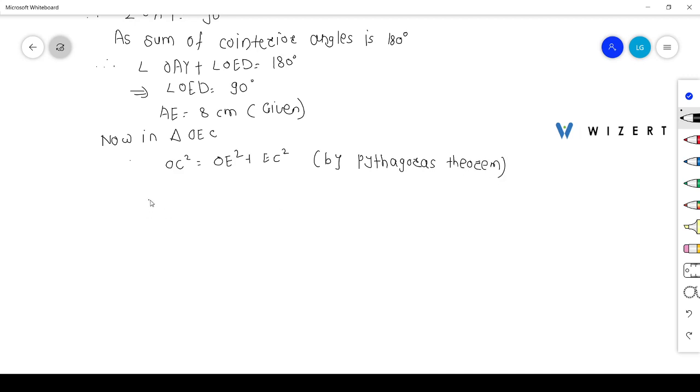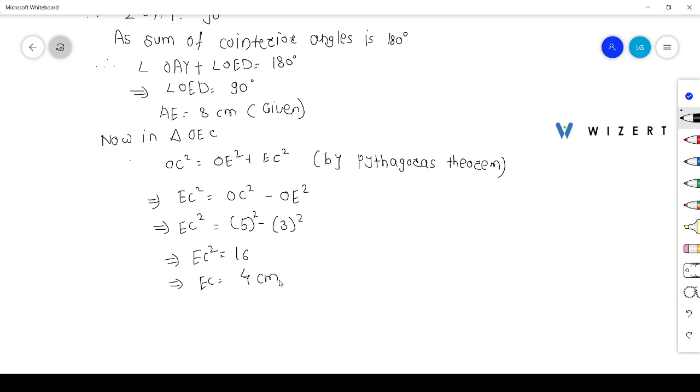So here EC square will be OC square minus OE square. Substituting values here, EC square will be 5 square minus 3 square, which is 25 minus 9, which means 16. Taking square root on both sides, we get EC equals 4 centimeters.